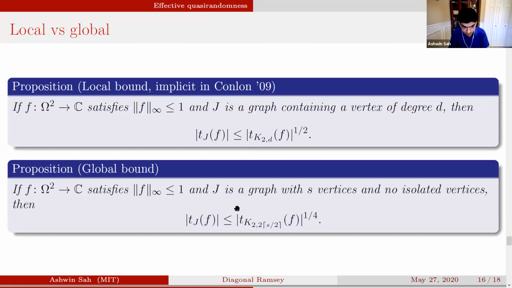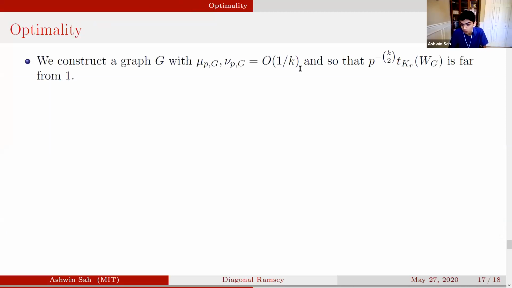So construct a graph G such that mu and nu are around 1 over k in size. I have a typo here, but 2 to the negative r choose 2 times t_{K_r} is far from 1. What if k is less than r? So this is certainly fine.